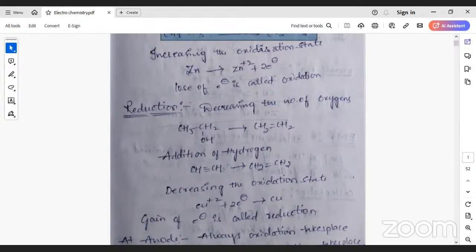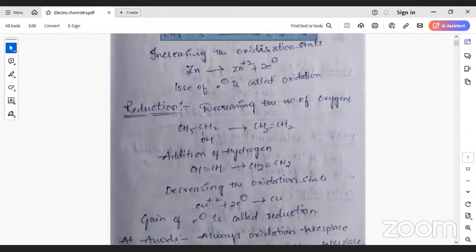Once this connection is set up, the zinc, having less reduction potential, will be involved in the oxidation process. Therefore the zinc metal rod acts as the anode. At the anode, oxidation will take place.